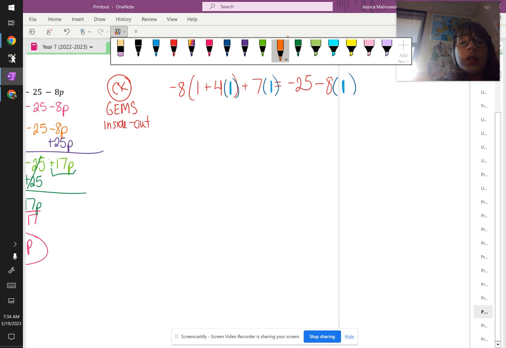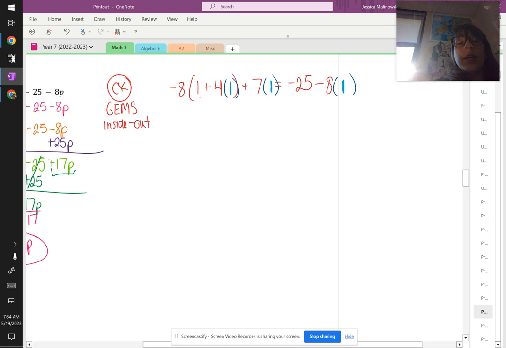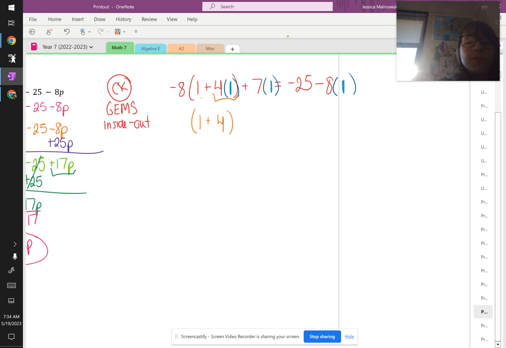All right, GEMS, order of operations, groupings, working from inside out. Inside of this grouping here, I have both addition and multiplication, so I'm going to start with the multiplication. 4 times 1 is 4, and I'm just going to carry everything else down. I can do this little bit of multiplication over here too. 7 times 1 is 7. And I can do this multiplication over here as well because I don't have any other groupings on this side, so I won't mess up my order.